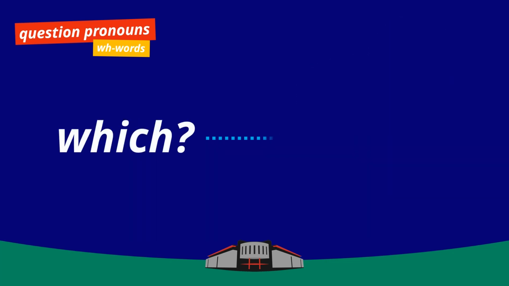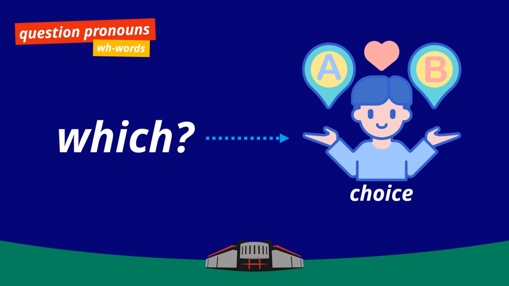And the next one is which. You use which when you want to ask a question about a choice, when you have to choose something. For example, A or B. In this case, you could ask the following questions. Which t-shirt should I buy? Or which games console do you like the most? The Xbox or the PlayStation or the Switch?